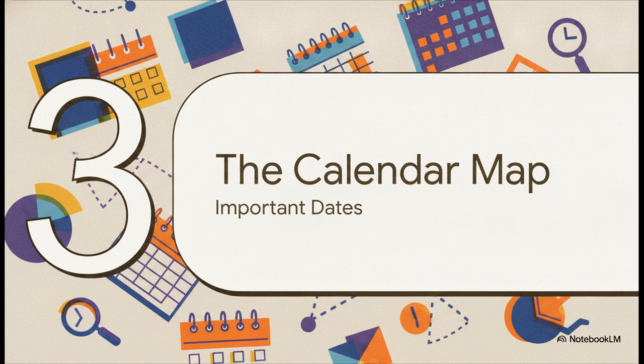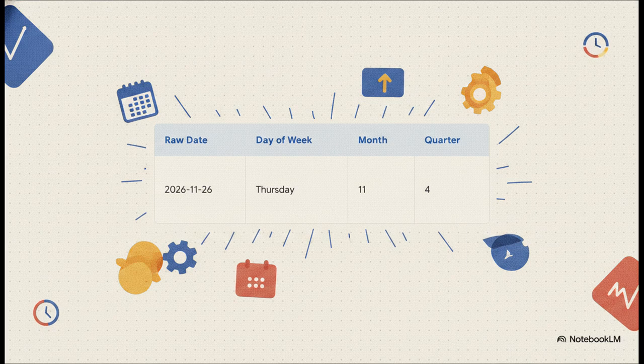All right, let's open up toolkit number 3. The calendar map, focusing on important dates. Technique 3 is all about extracting useful calendar information. Basically, we physically expand one raw date, like November 26th, 2026, into multiple, highly specific time-based indicators.